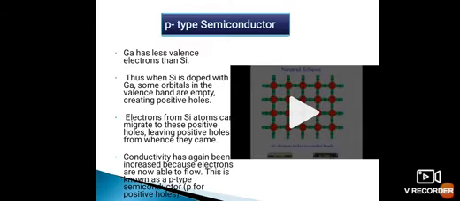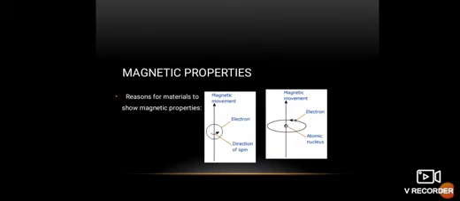So if you have to remember only one thing: if a 13th group element is doped into the 14th group, you will get a P-type semiconductor. If a 15th group element is doped into the 14th group, you will get an N-type semiconductor.